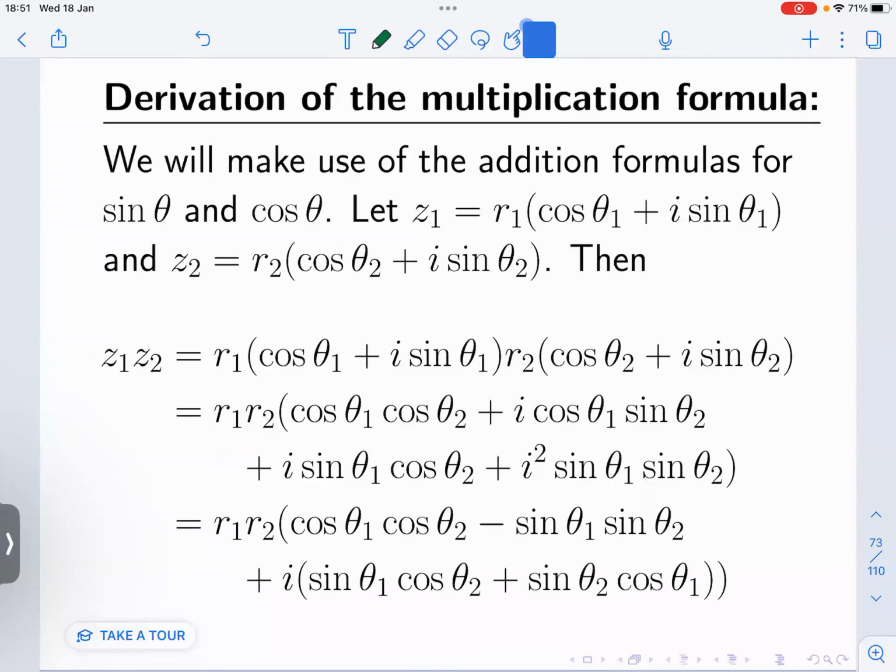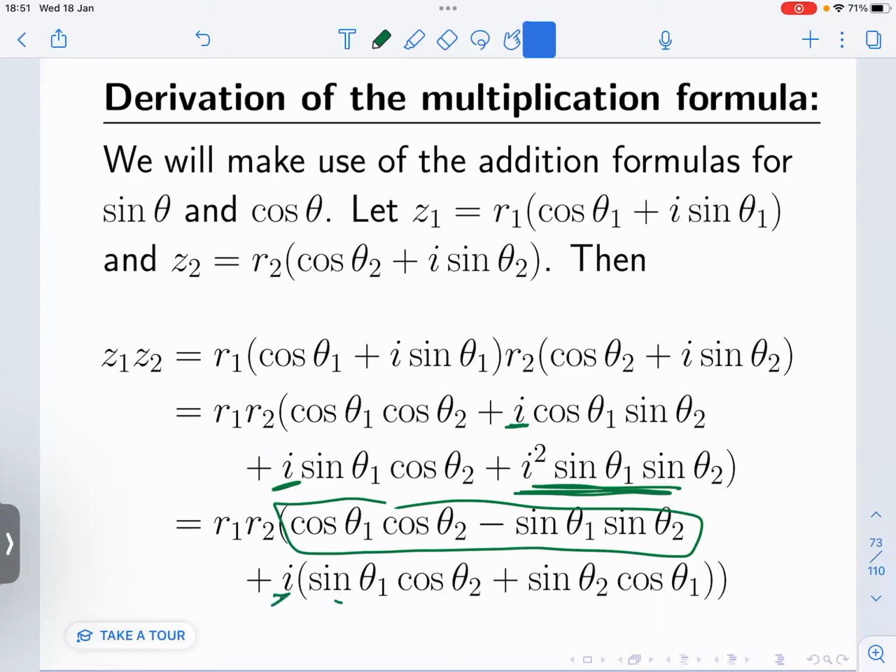Therefore, you can group your like terms together. Since this part will be negative sin theta 1 sin theta 2, we get cos theta 1 cos theta 2 minus sin theta 1 sin theta 2. And then for the second part, everything is multiplied by i. Remember, i is common in both terms, so you can factor it out, and then we'll get something that looks like that.